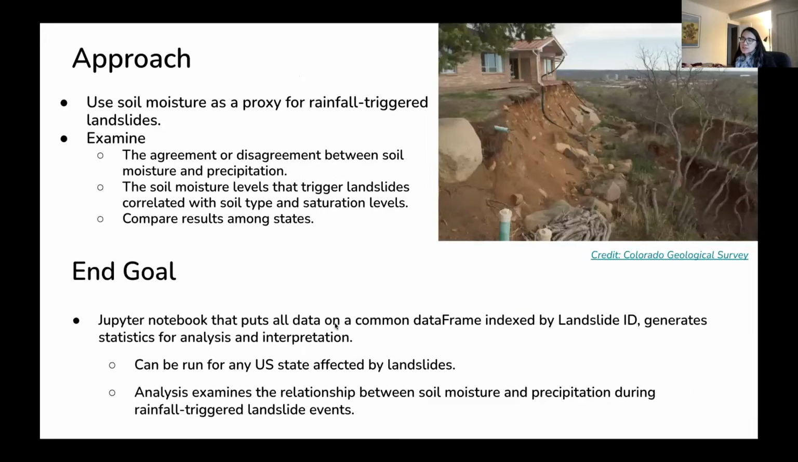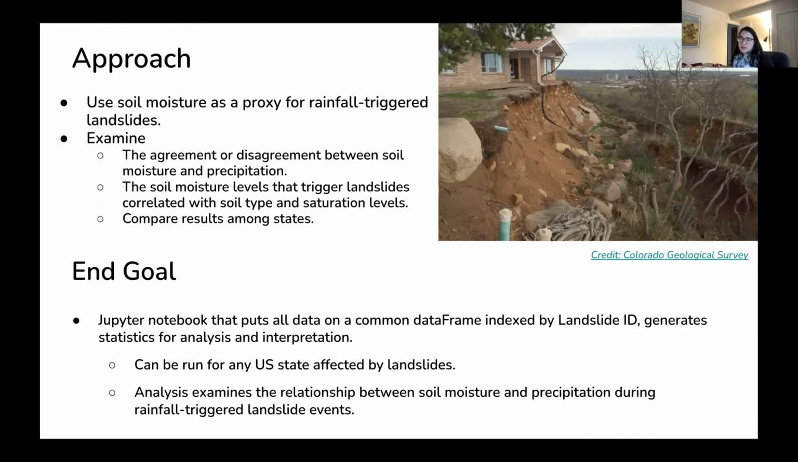My approach is to use satellite measurements of soil moisture as a proxy for rainfall-induced landslides to examine the agreement or disagreement between soil moisture and precipitation, to look at soil moisture levels that trigger landslides and correlate what I see with soil type and saturation levels, and to compare results among sites.